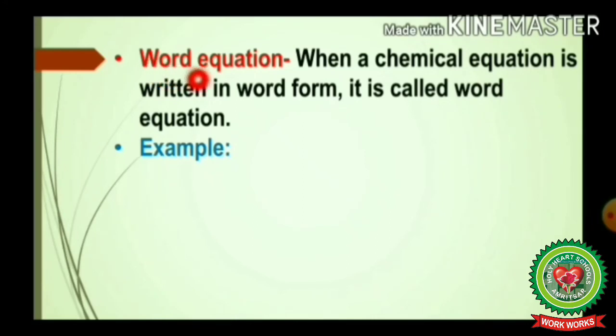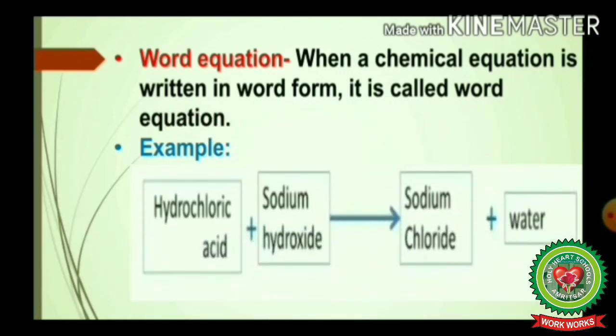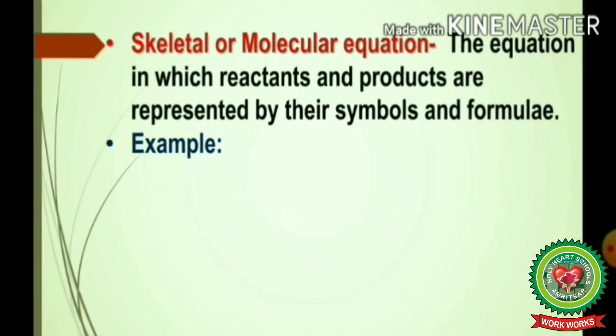Next term is word equation. When a chemical equation is written in word form, it is called word equation. Example is hydrochloric acid reacts with sodium hydroxide to form sodium chloride and water. This chemical equation is written in word form, so it is a word equation. Next, what is skeletal or molecular equation?